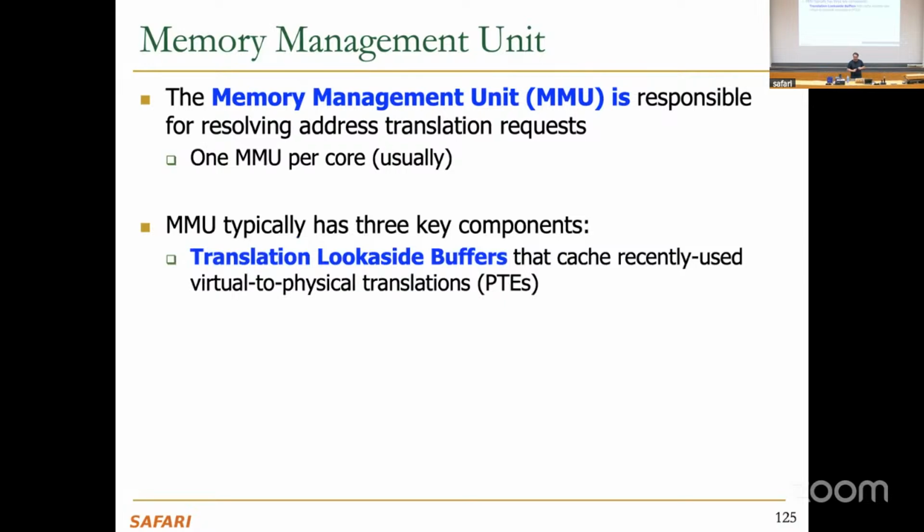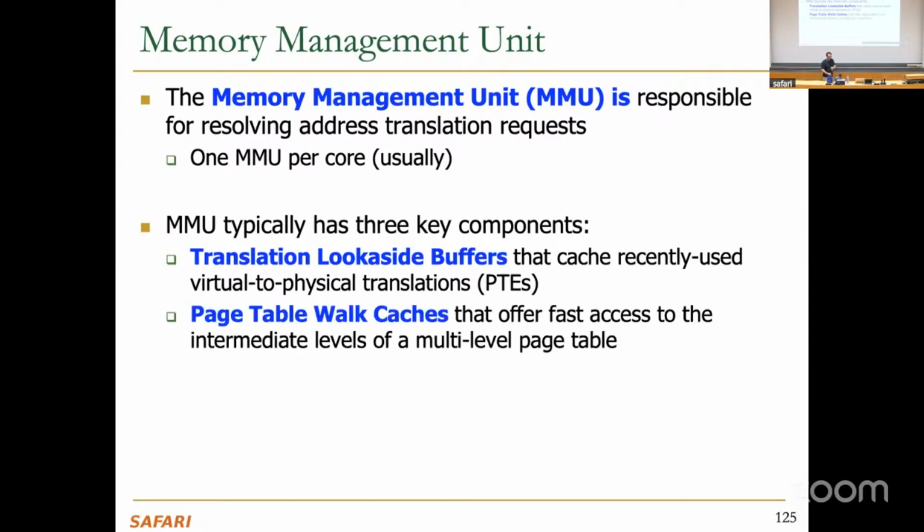And it typically has 3 key components. The most important component is the translation look-aside buffer. The translation look-aside buffer caches recently used virtual to physical translations. In other words, it caches the most recently used page table entries that contain the virtual to physical translation. Second, it uses page table caches. As you recall, we have multiple levels in the page table, and each level acts as a pointer to the next level. So the page table caches offer very fast access to the intermediate levels of a multi-level page table. We give it a pointer, and it gives us the pointer to the next level.